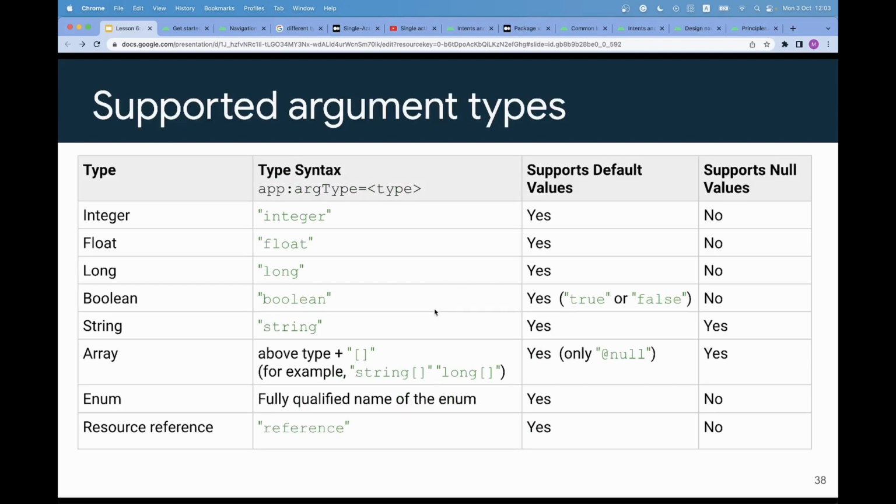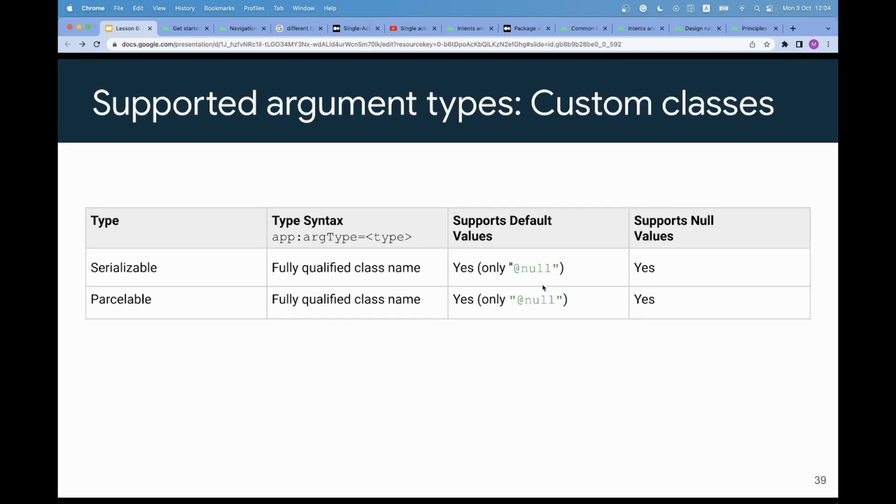And here is a list of supported arguments. So you are not just limited to floats. You can use most types, like integer, long, boolean. You can even pass an array or enum. Also, you can pass something called a reference. You can also pass serializable and parcelable. I think we will cover this.